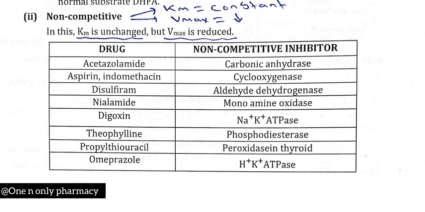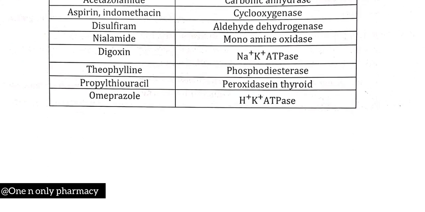Omeprazole inhibits hydrogen potassium ATPase. We also say it like that: proton pump means hydrogen potassium ATPase. Omeprazole and all the prazoles, whose suffix ends with prazole, inhibit the proton pump, the hydrogen potassium ATPase.